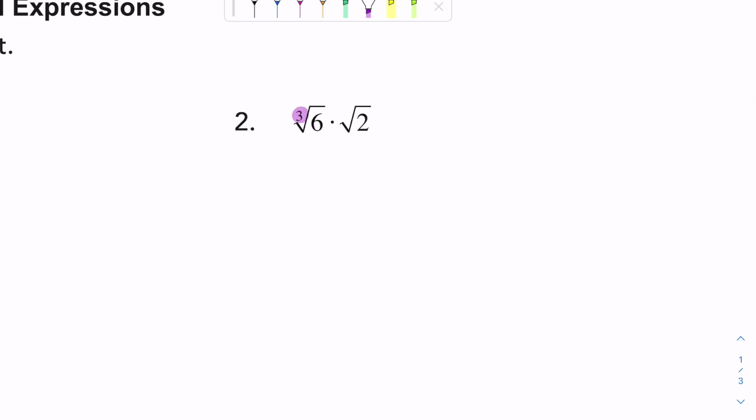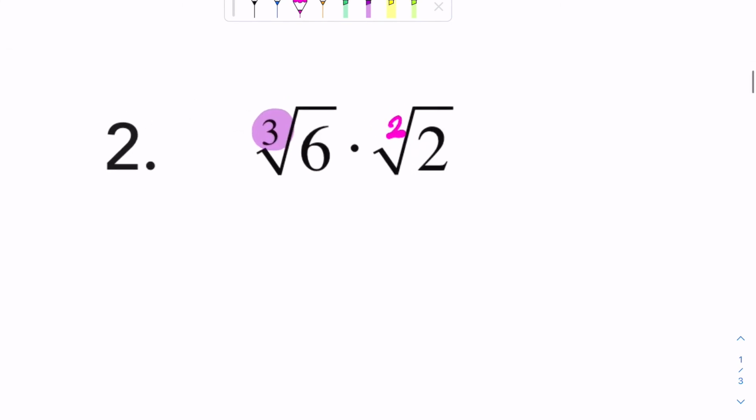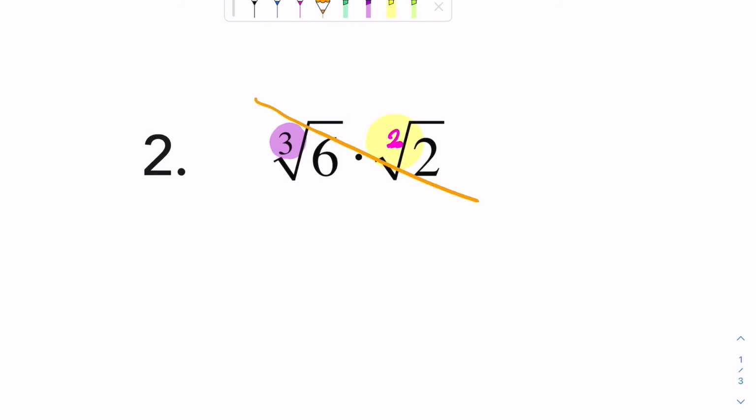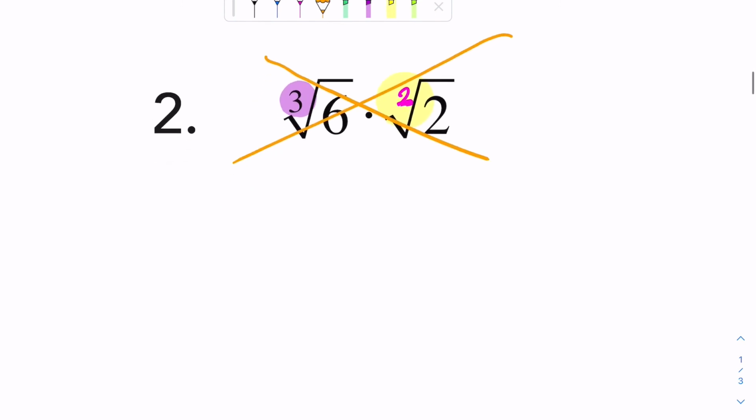Number 2, check your indexes. We have an index of 3 right there. We don't see it, but this is an index of 2. We cannot multiply these together.